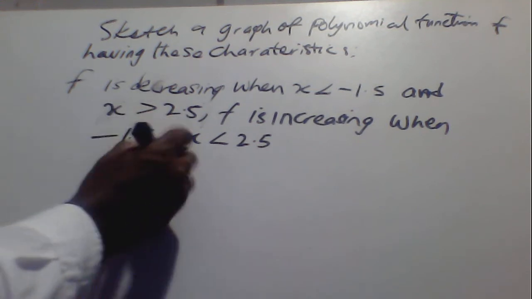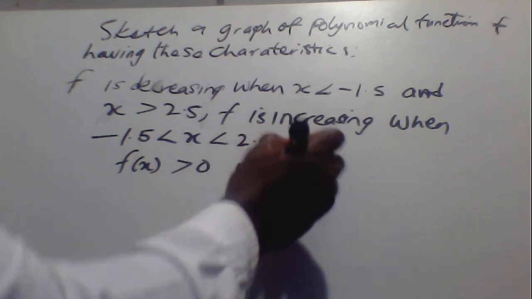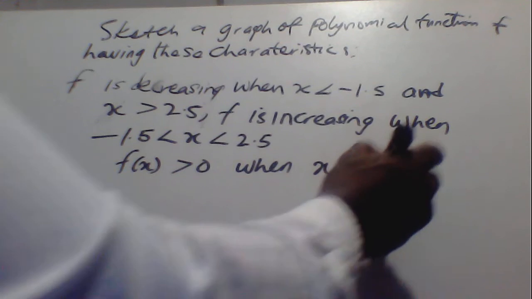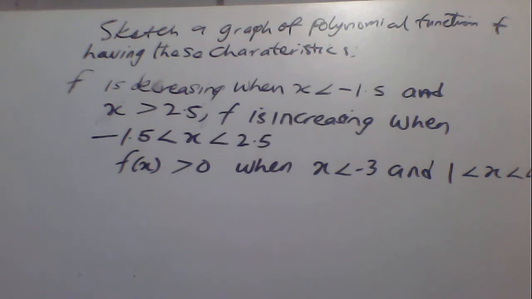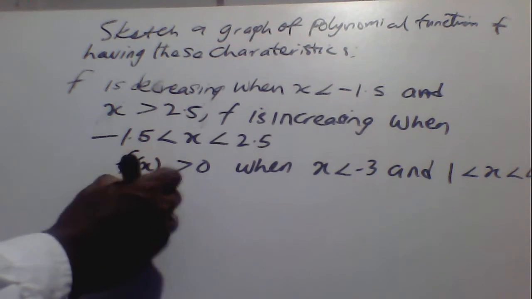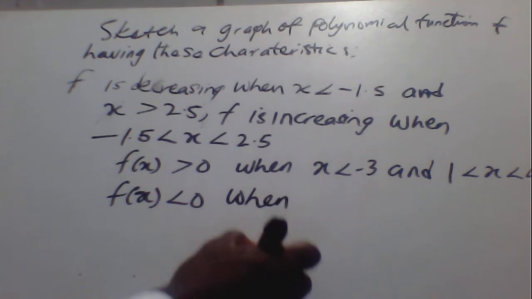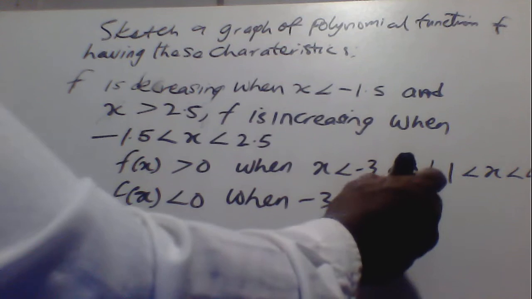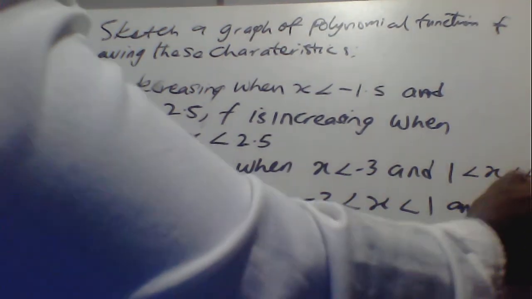And f of x is greater than 0 when x is less than minus 3 and 1 is less than x is less than 4. f of x is less than 0 when minus 3 is less than x is less than 1, and x is less than 4.